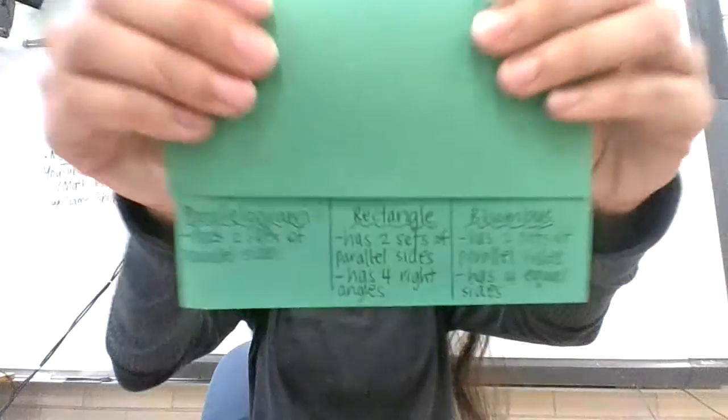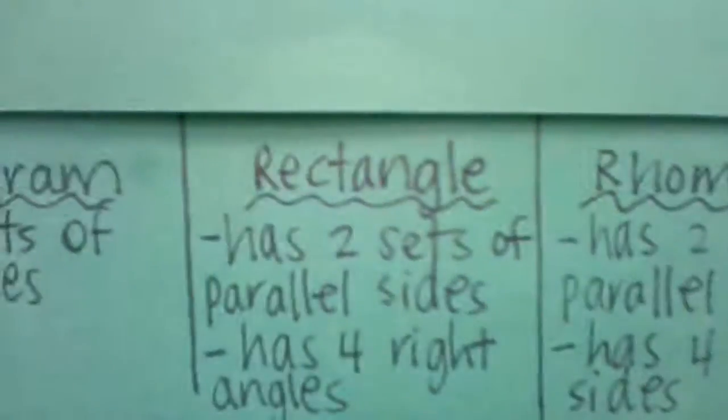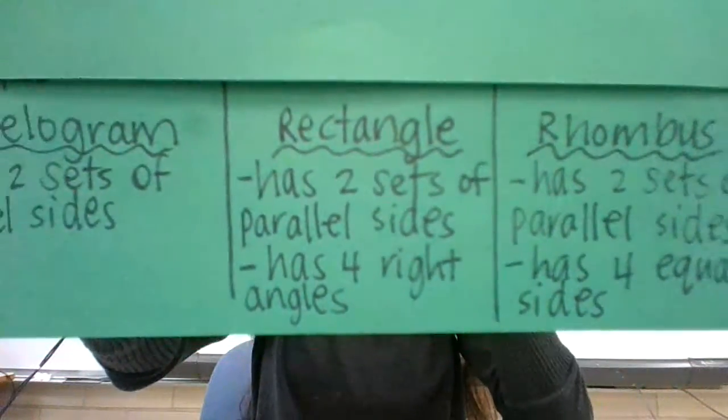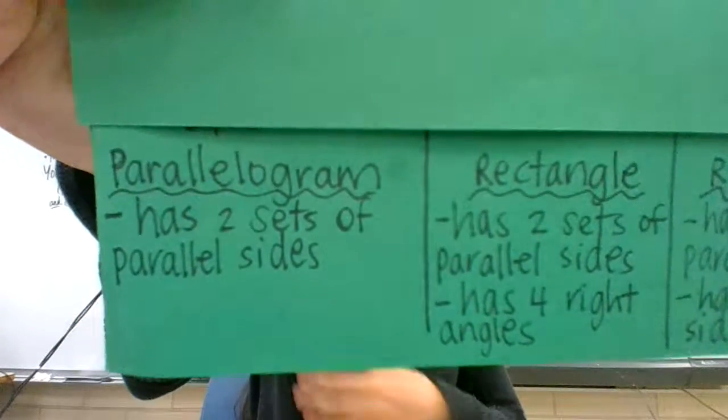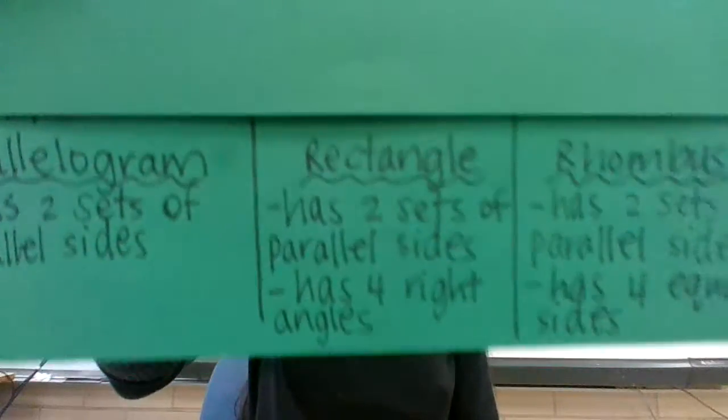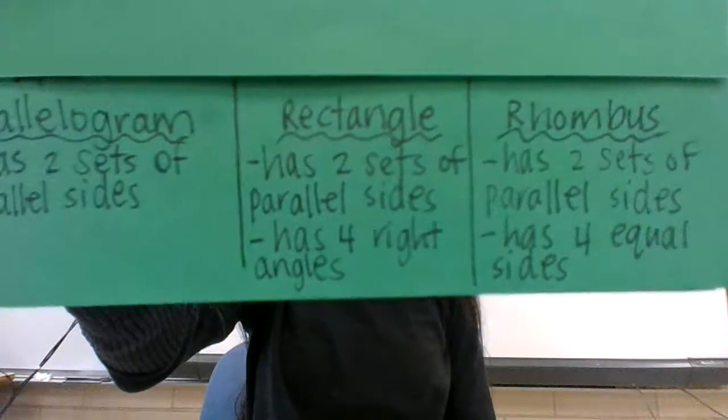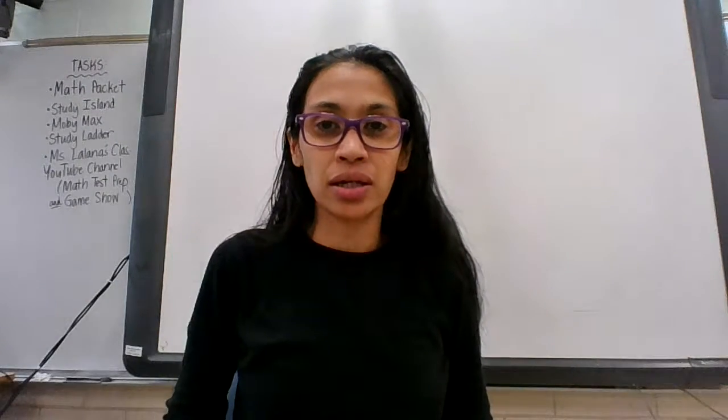Now, the next one is a rectangle. So a rectangle also has two sets of parallel sides, just like a parallelogram, but it has four right angles. And what is a right angle? It is 90 degrees, and what does it look like? It looks like it has a little tiny box, so it looks like that. Right angle. Okay, those are right angles.